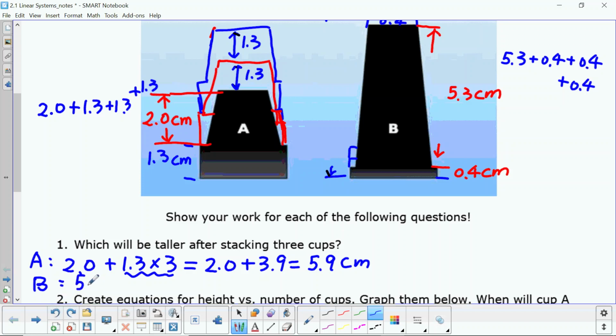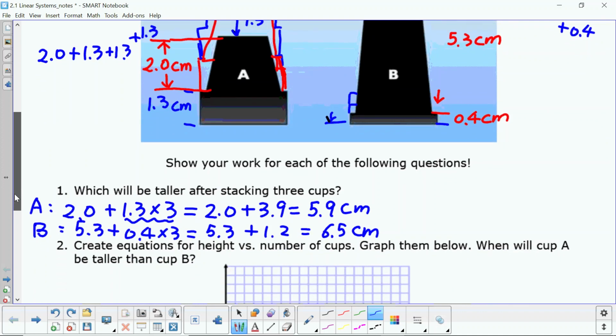5.3 plus 0.4 times 3. You will have 5.3 plus 1.2 give you 6.5 centimeter. Okay, so this is for the 3 cups. Then we want to find a pattern from this, the height of the cups with the number of cups.